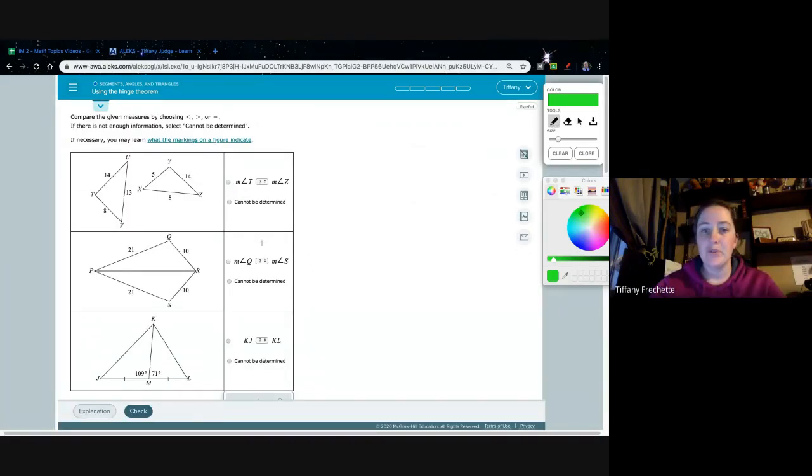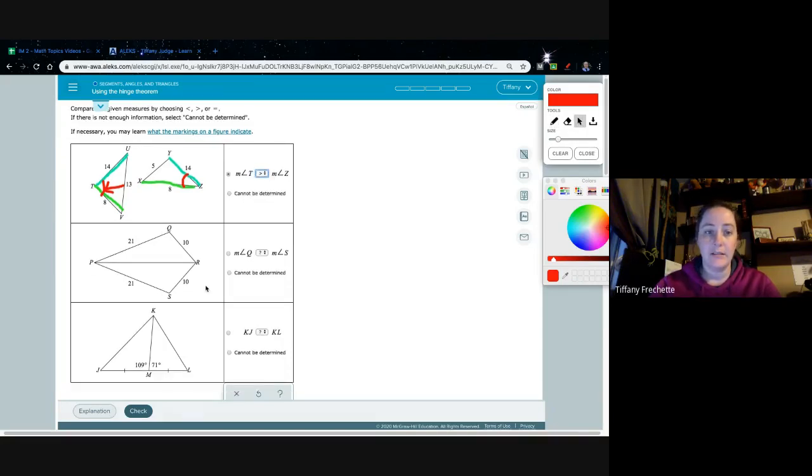All right. So let's go ahead and get started on this one. So we are going to start marking. So I have 8 and 8. And then I have 14 and 14. 5 and 13 don't match. So we're not going to have an equal situation here. We need to make a decision about T and Z. So we need to go opposite the greater number. So 13 is greater than 5. So T is greater than Z.